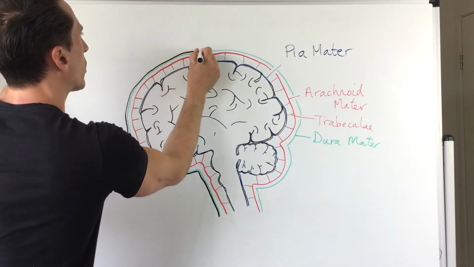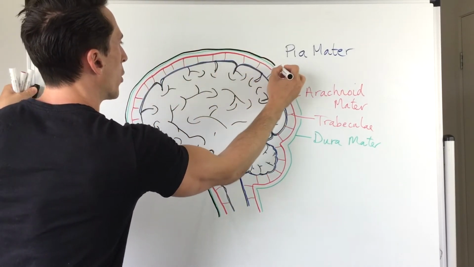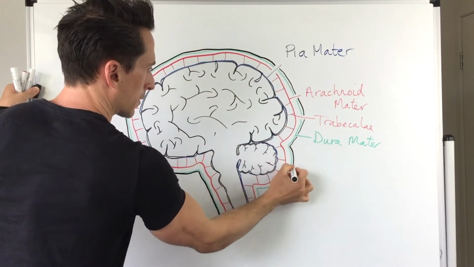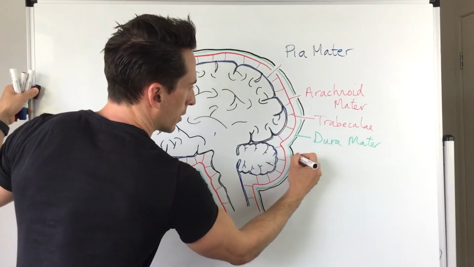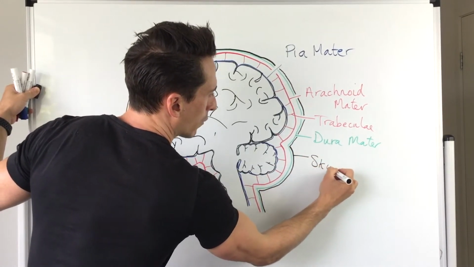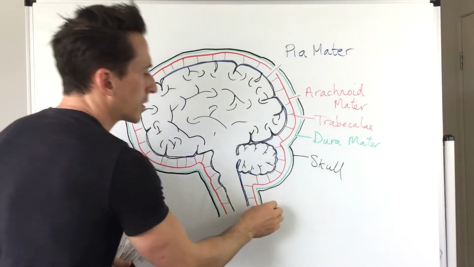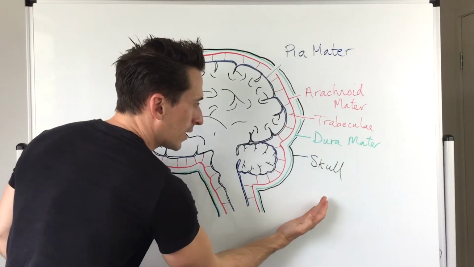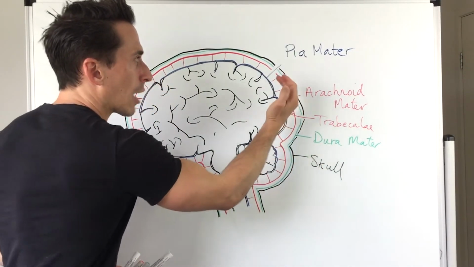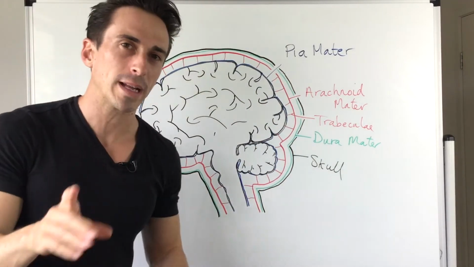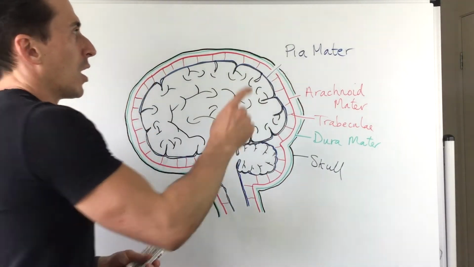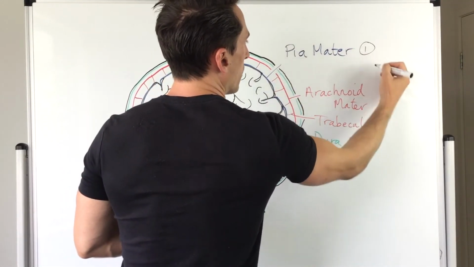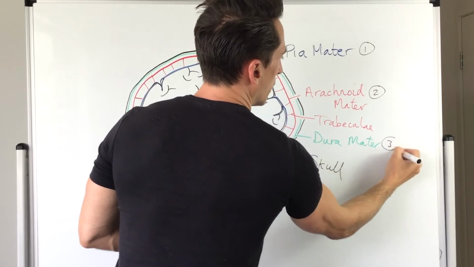Now the skull is not one of these meningeal layers. The skull is obviously part of bony tissue. It's part of the skeletal system. And let's write skull. And obviously overlying the skull is going to be skin as well. So you're going to have, going from most superficial to deep, skin, skull, dura mater, arachnoid mater, pia mater. Now let's talk about some important points. These are the 3 layers. Let's number it so that you're aware, right? Pia mater, arachnoid mater, and dura mater.